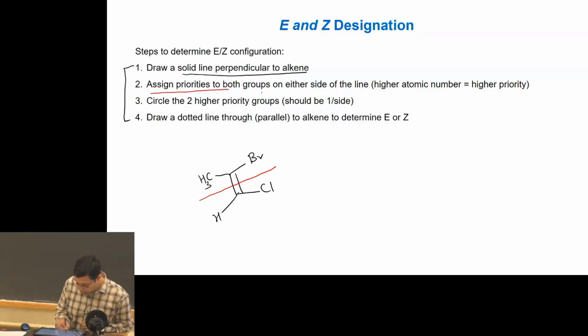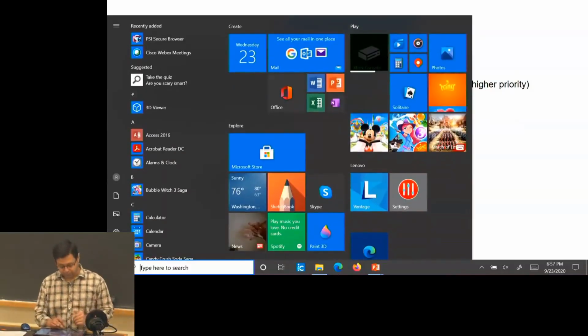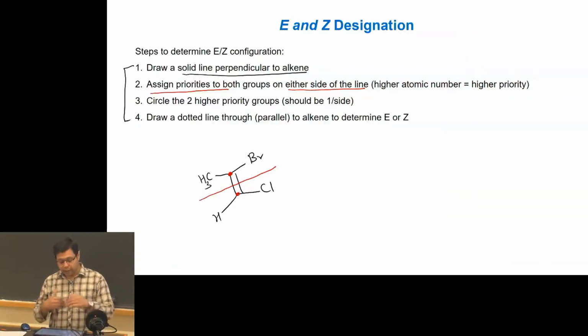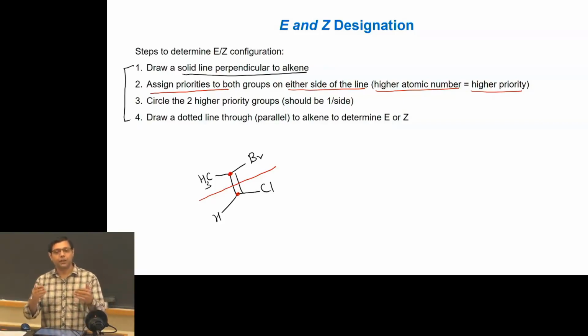Assign priorities to both groups on either side of the line. Once you draw that perpendicular line, look at each of the double bonded carbons individually, okay, to assign priorities. And the priorities are exactly like your R and S, based on atomic number. Higher the atomic number, higher the priority. Okay. Look at the first atom attached. If it is different, you can right away assign the priorities there. If the first atoms are the same, go further along the chain, find the point of difference to assign priorities.